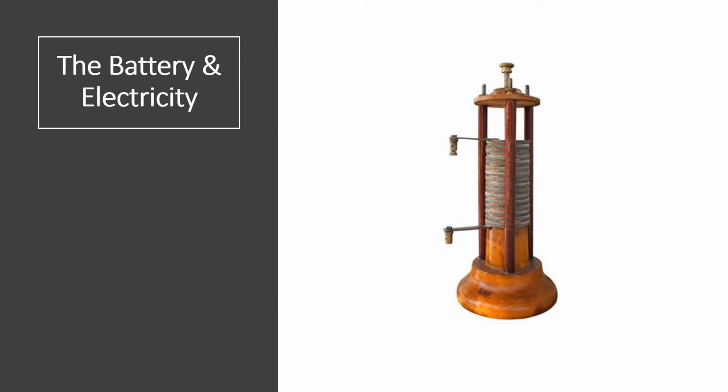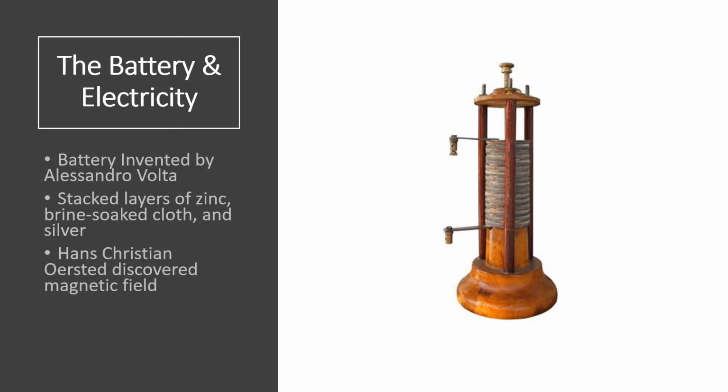Years after smoke signals were being used for long-distance communication, Alessandro Volta invented the battery. It looks much different than the batteries that we know and utilize today. It consisted of stacked layers of zinc, brine-soaked cloth, and silver. Quickly after the development of the battery, Hans Christian Ørsted discovered the magnetic field. He developed an electric current and a magnetic needle, and his findings led to more electrical inventions, which eventually brought the telegraph.